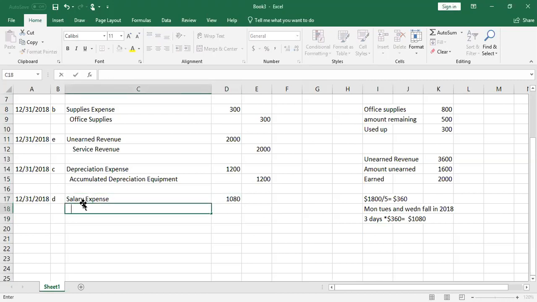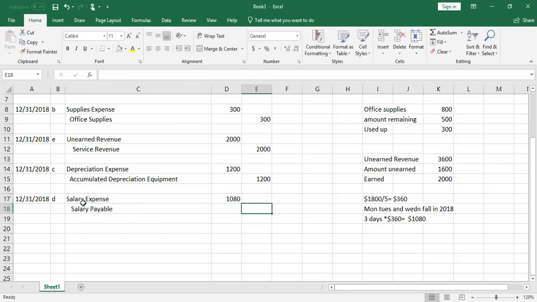Since we're not paying it on December 31st, which is Wednesday, we're going to pay it on Friday. As of December 31st, it is a liability that the company owes, $1,080. So we come over to our T accounts and we go to our salary expense. And we will, in the debit column, put 1,080.